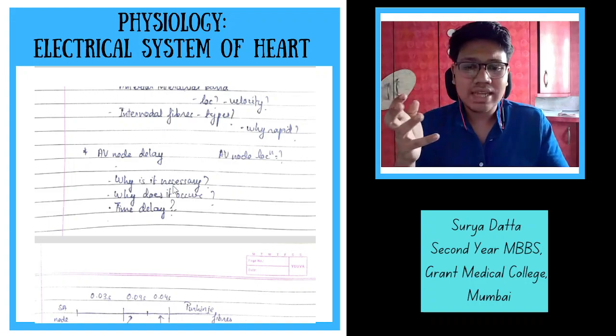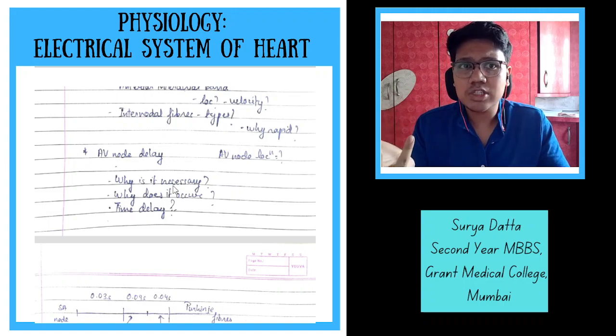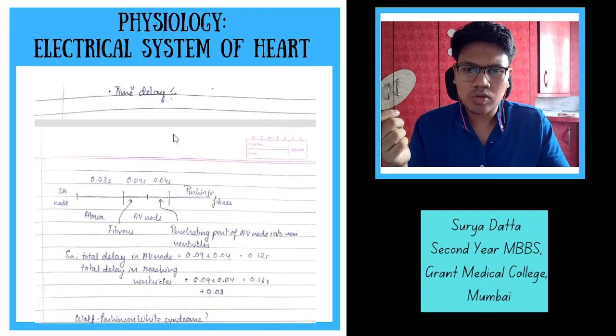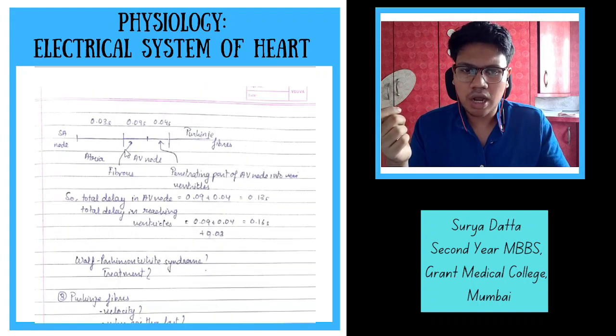So, why is it necessary? Well, obviously, the ventricles need to be a little bit slower because of the reasons that I've already given. So, what is the time delay looking like? I've made this little chart here. Basically, the time delay from the SA node to the AV node, bypassing the atria, is 0.03 seconds, as stated previously.